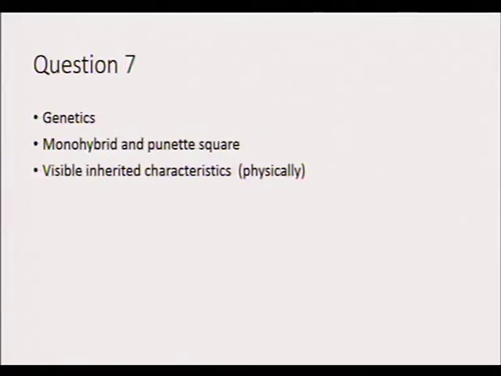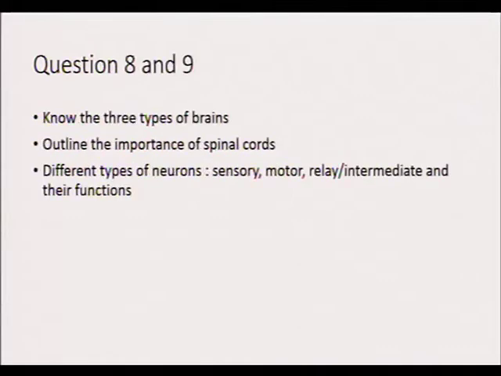Let's look at question 7. Question 7 is a bit broad. It talks about genetics. Now with genetics, you have to differentiate between the different types of crossings. For example, we get monohybrid and punnett square. Also, the picture that you are given, you must explain it in terms of the visible inherited characteristics, which are physical, and they are appearing in that picture on your assignment.